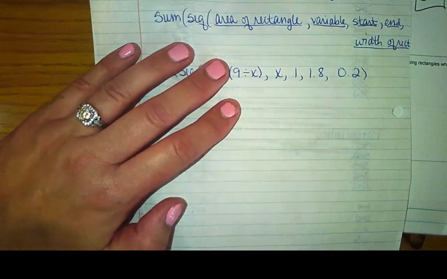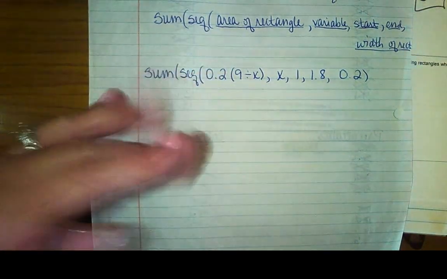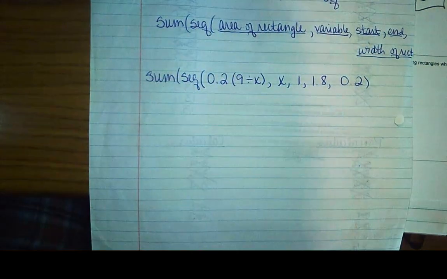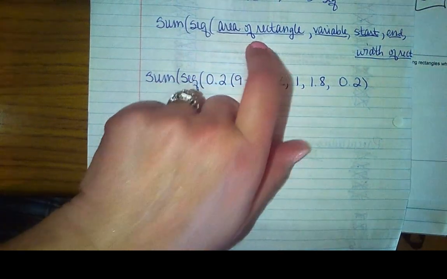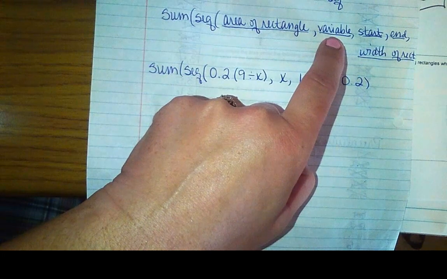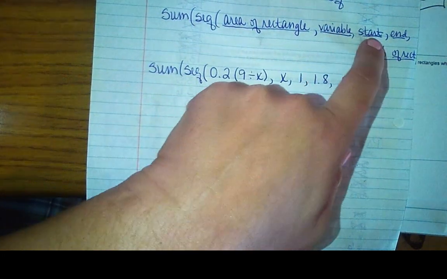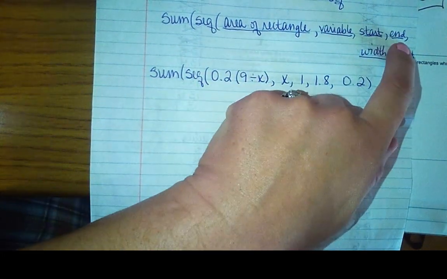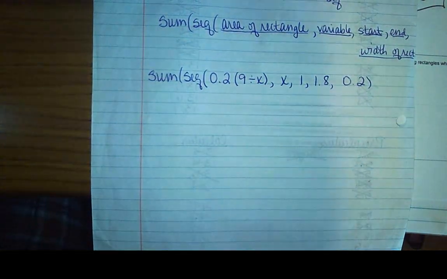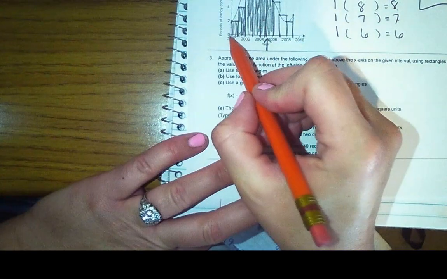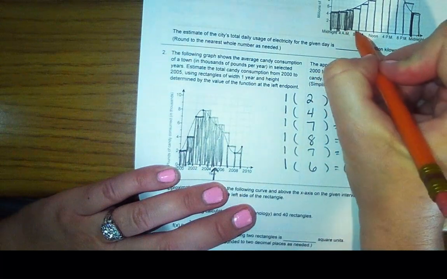What this boils down to is the formula or the expression goes right here. Well, we want the area of a rectangle, so my formula is going to be the area of the rectangle. Then I'm going to say what my variable is, which is going to be x. Then I'm going to tell it where to start evaluating and where to end evaluating. And then the increment to move on. If you look back here, we moved in increments of 1. If we look up here, we moved in increments of 2 because I went every 2 hours.